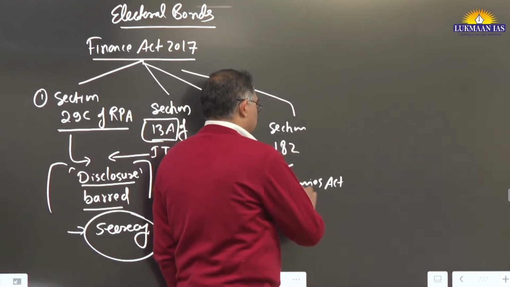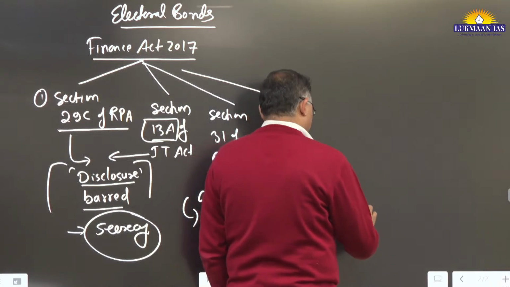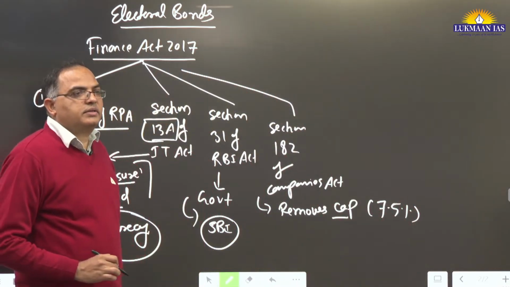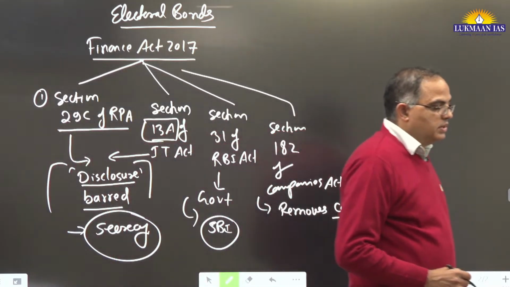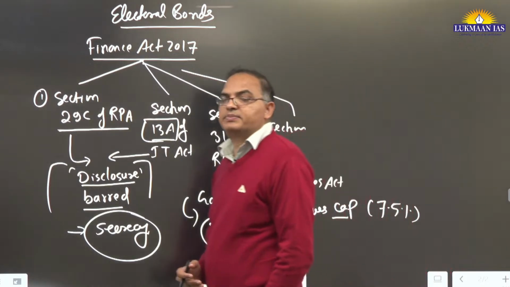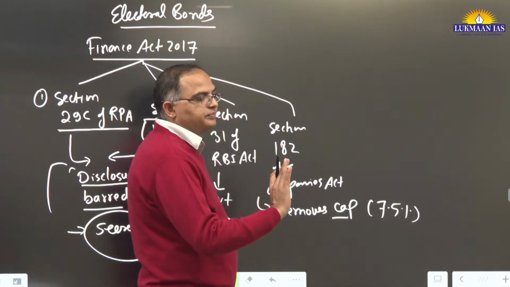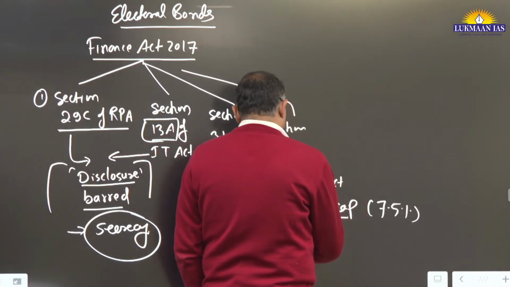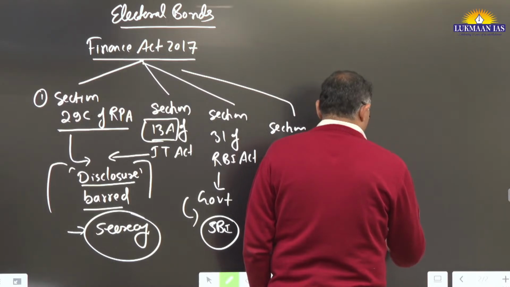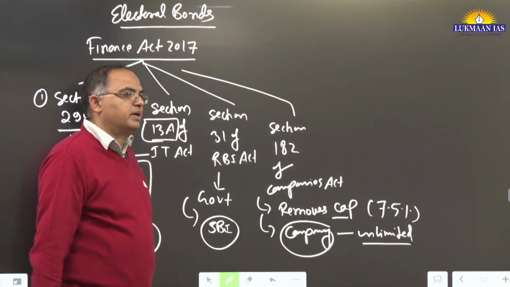Then this section removes the cap. There used to be a 7.5% cap: any company which wanted to fund a political party could fund 7.5% of its last 3 years' profits. By amending Section 182, this cap is removed. So any company can fund a political party in an unlimited manner.